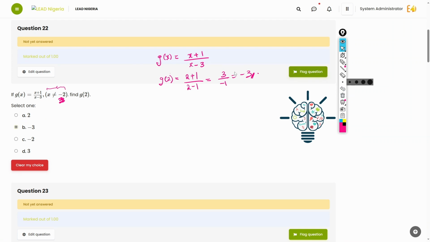So I'm sure by the time you're checking the question, all the restrictions would have been done. All right, so it should have been x is not equal to 3. Okay, so let's go to 23.